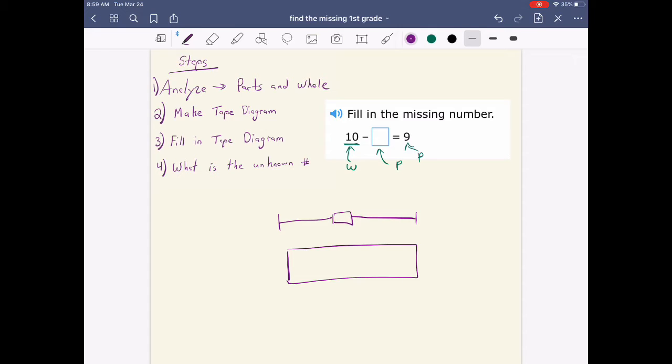Step 3, fill in my tape diagram. Well, we already kind of did that with step 1. Step 1 was which one's our whole? Our whole is 10. So I'm going to put 10 right there. And then what are the parts? Well, I don't know one of the parts, so I'm going to put it right here. I'm just going to leave it blank. But I know the other part is 9. Okay. So now step 4 is what is the unknown number? So I'm looking for, what is this number right here? Well, if this whole thing equals 10, and I have 9 so far, what number goes right here to make 10? Well, 9 plus 1 equals 10. So then I go back to my equation, and I put the 1 right there. That's how you use a tape diagram.